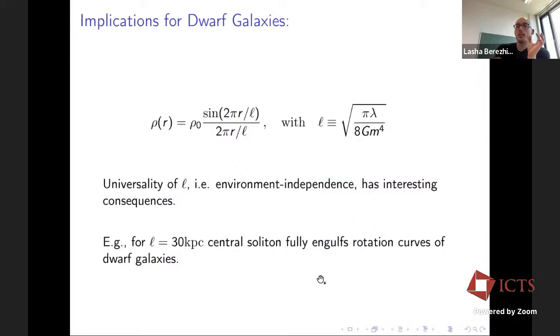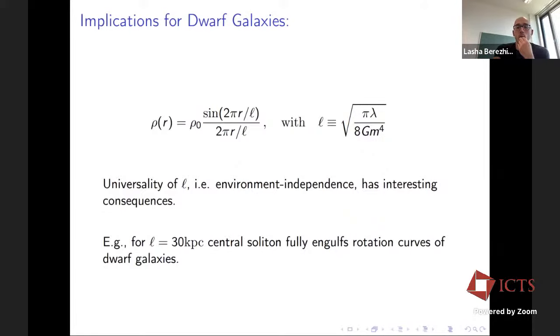So the point is that one important thing that I already said is that this L simply depends on the parameters of the theory. It is given by lambda, which is the self-interaction coupling strength, M, which is the mass, and G, which is Newton's constant. It's independent of the environment. Therefore, these cores, if they are really formed, you would expect them to have the same size in all galaxies, irrespective of the size of the galaxy and density of the galaxy, which is roughly the same anyway.